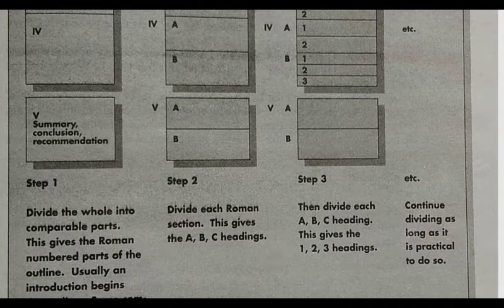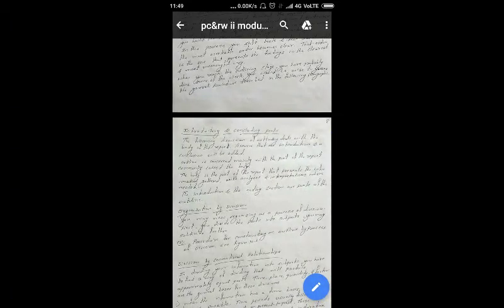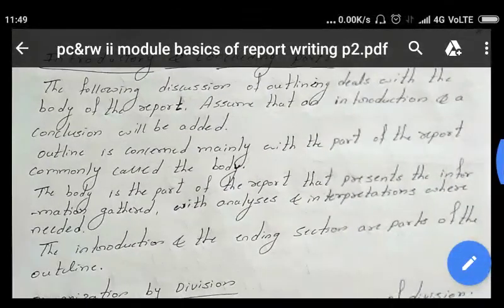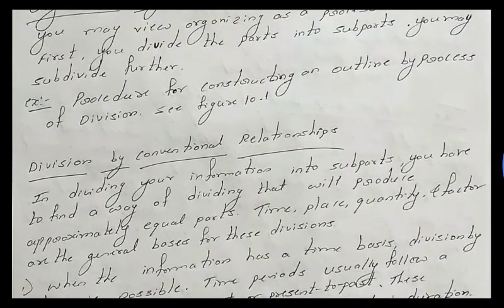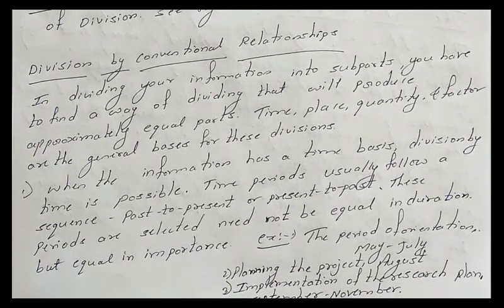The next one is division by conventional relationships. Is it clear? So how are you going to divide your information? You are using the conventional relationships. We can divide your information into a number of subparts. You can find a way of dividing that will produce approximately equal parts. How you divide it, all the parts should be equal.